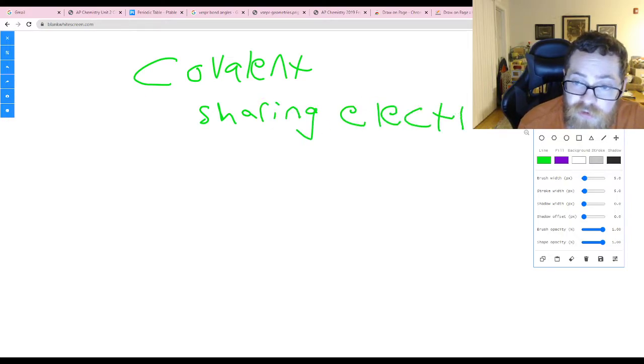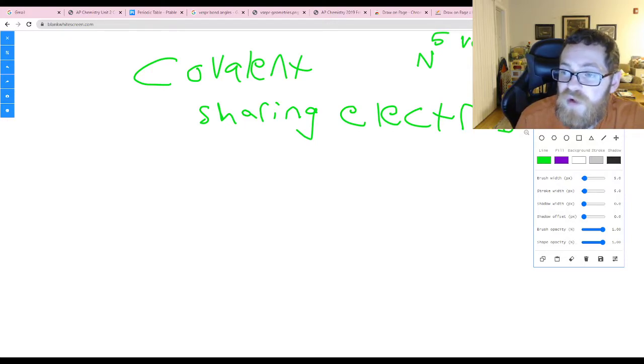Valence shells from different atoms are shared to fully fill their shells. So for example, nitrogen has 5 valence electrons. Carbon has 4 valence electrons. They both want to reach 8.